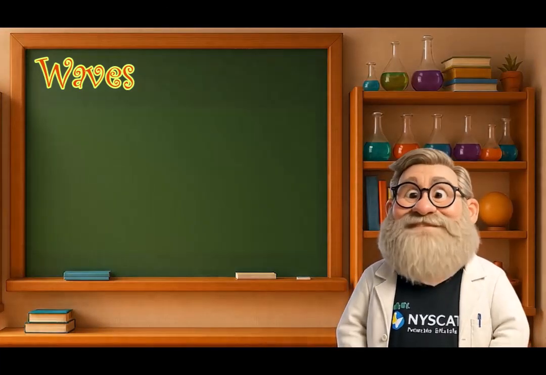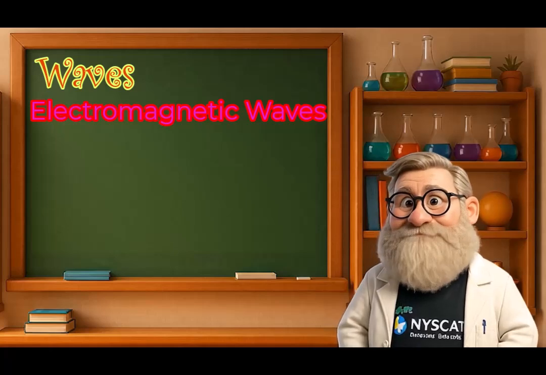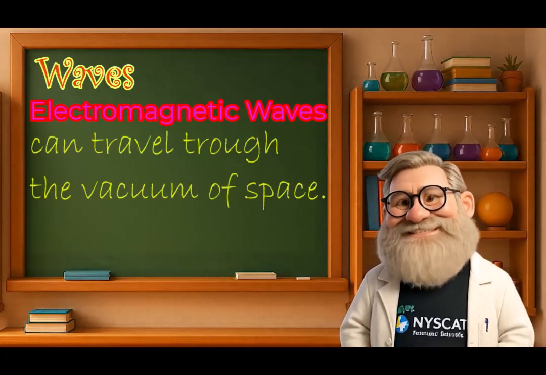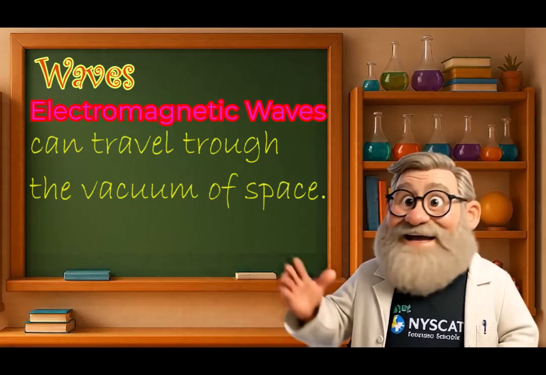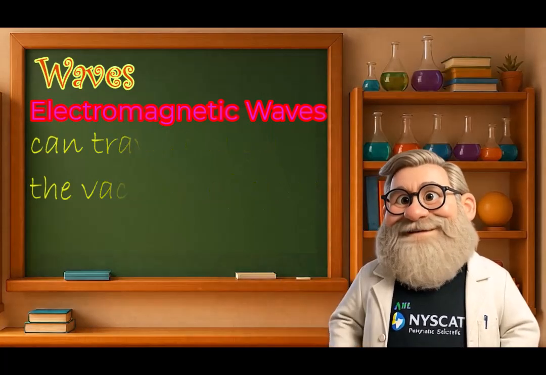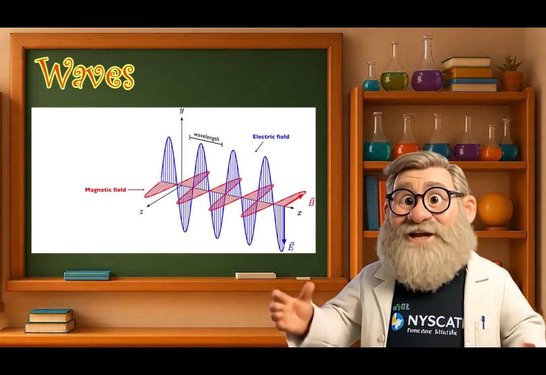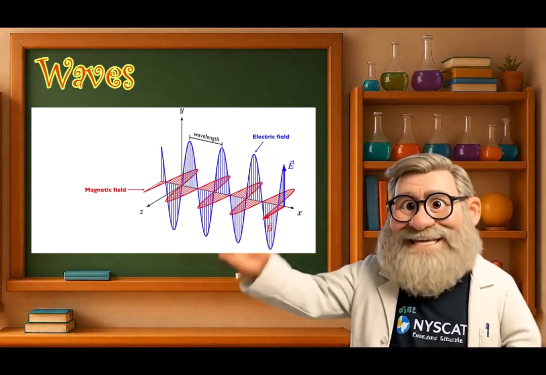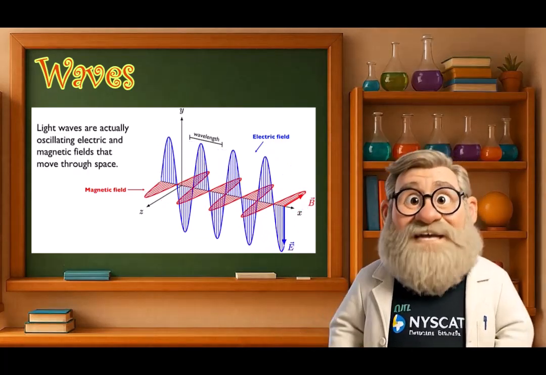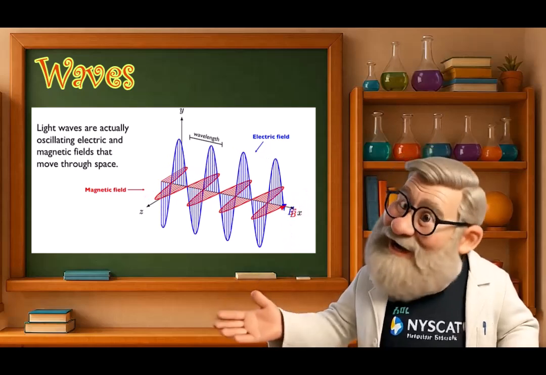Unlike mechanical waves, electromagnetic waves do not need a medium to travel through. They can travel through the vacuum of space. That's why we can see sunlight even though there's no air between Earth and the sun. The waves are made up of two oscillating fields, an electric field and a magnetic field, which work together to carry energy. They don't need particles to bump into each other the way sound does.